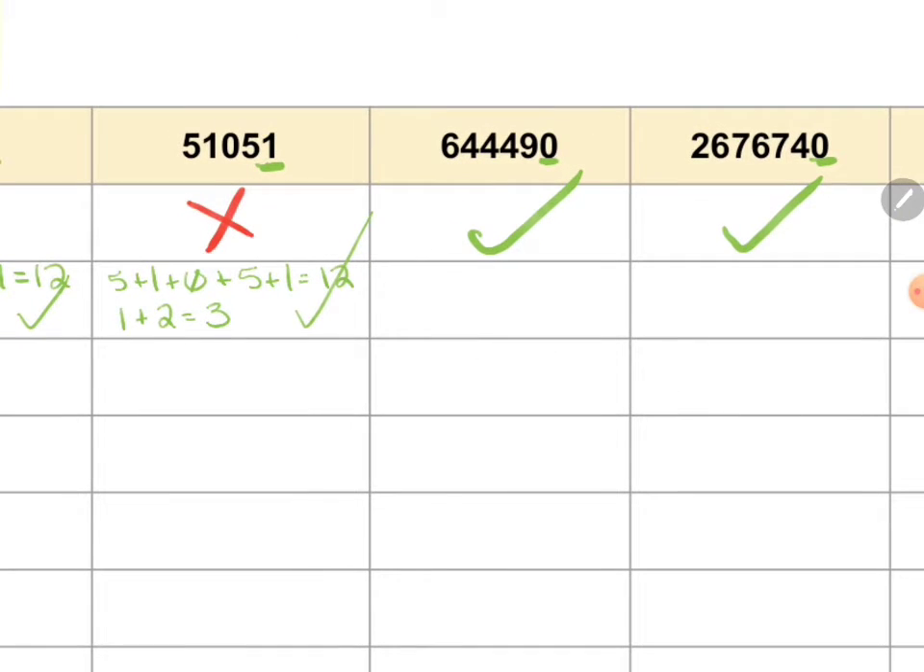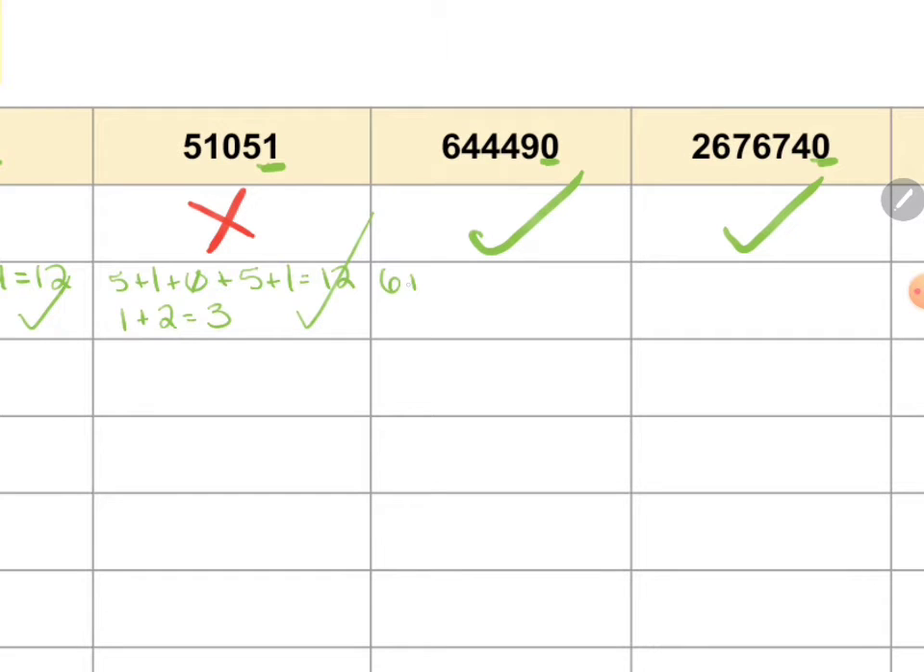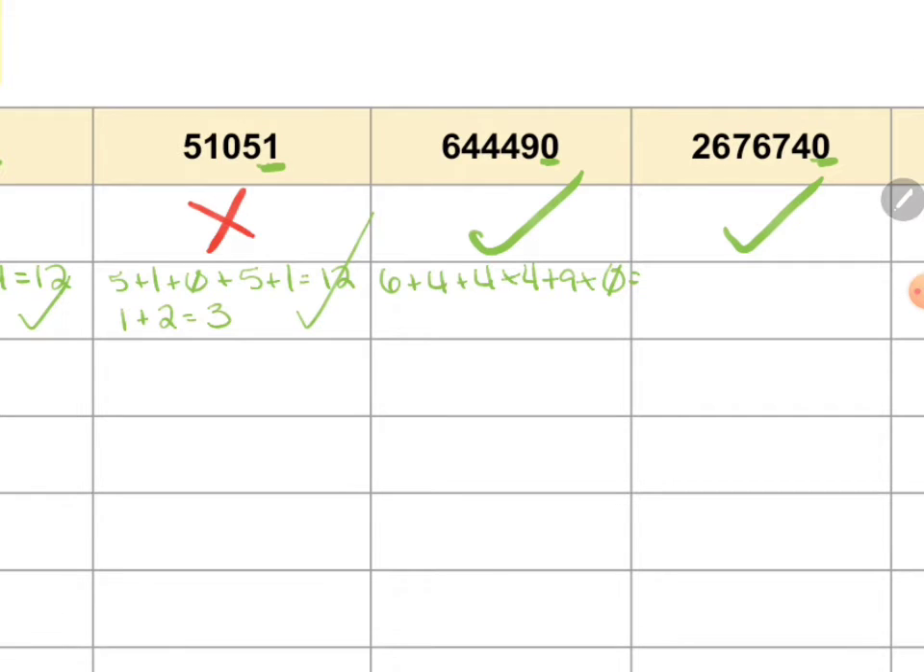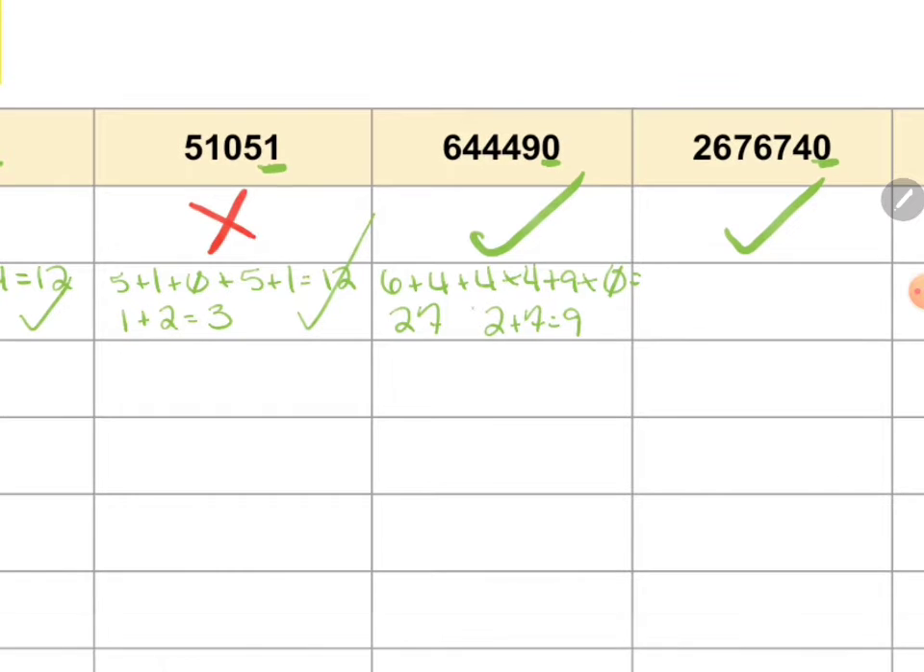Our next number, we are going to do 6 plus 4 plus 4 plus 4 plus 9 plus 0, which is going to give us 27. If you want to take that a step further, you can do 2 plus 7, which is going to be 9. 9 and 3 are good, therefore this one is divisible by 3. And I'm just going to put a nice thick green check mark right there.